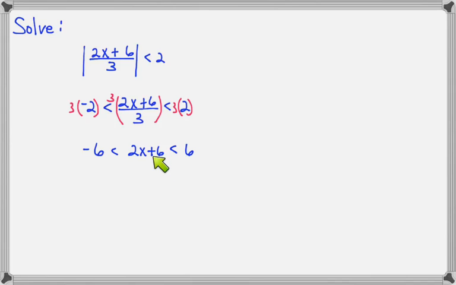And then we will subtract 6 from each part. And that will get us negative 12 is less than 2x, which is less than 0. Divide everything by 2.